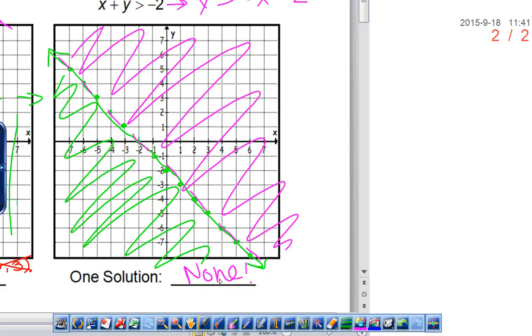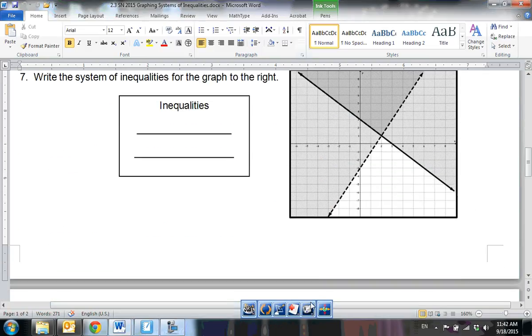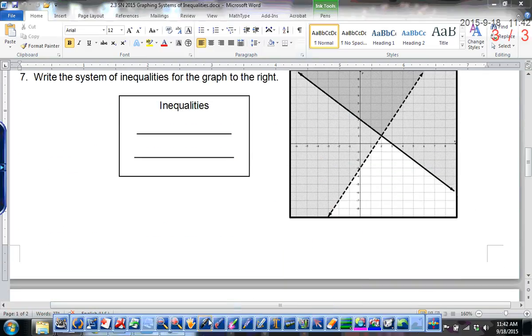Okay, skip down to number 7. All right, label the solid line A and label the dotted line B. And take a second and come up with that system of inequalities. Start by maybe finding your slope and your y-intercept of a line.